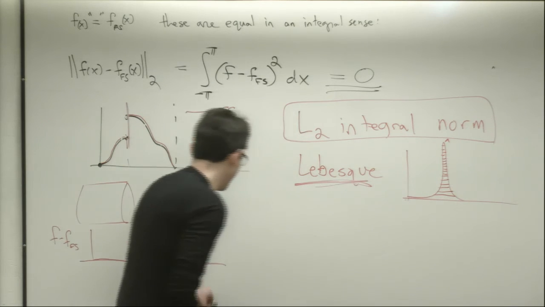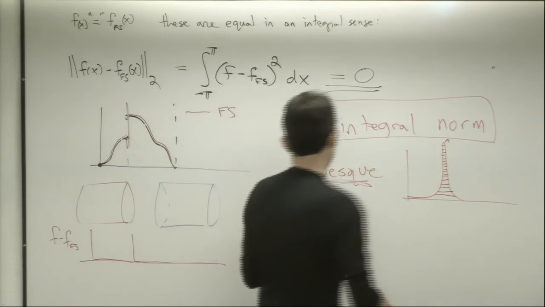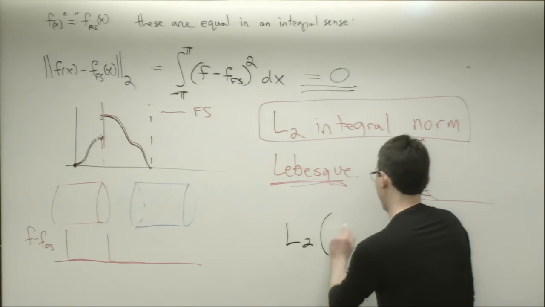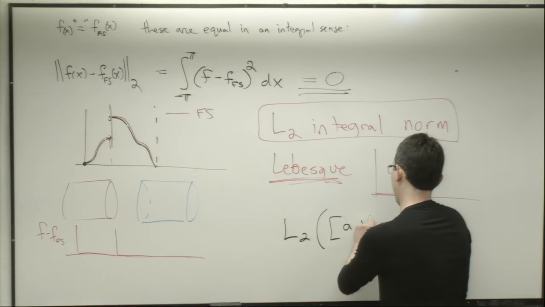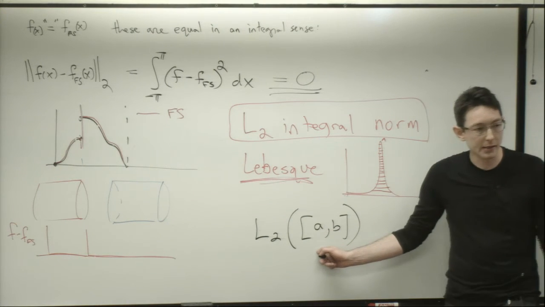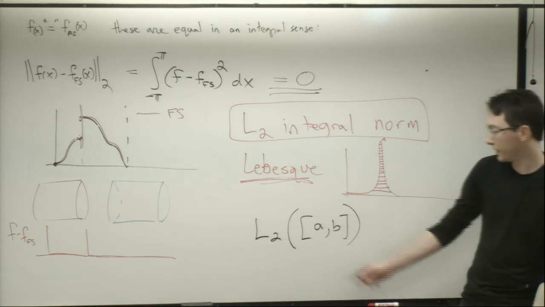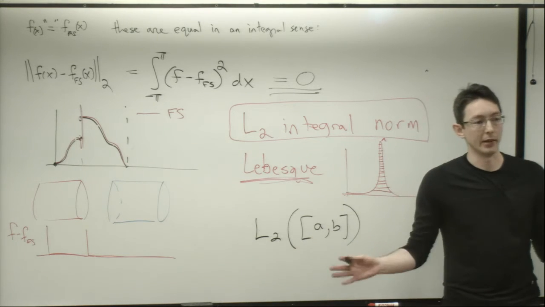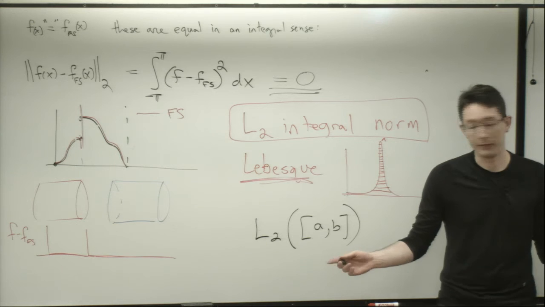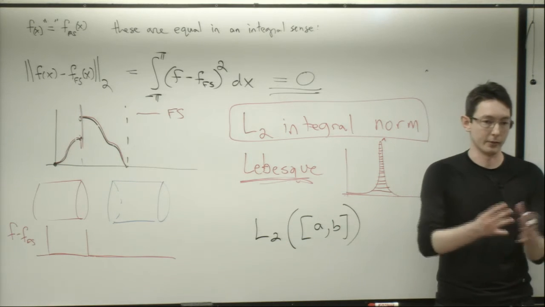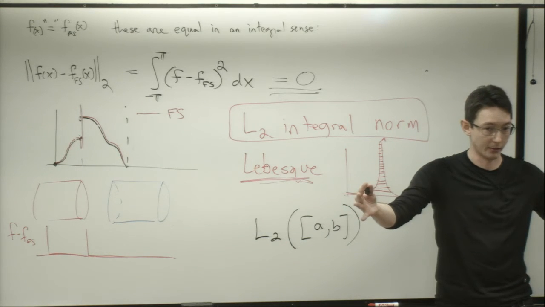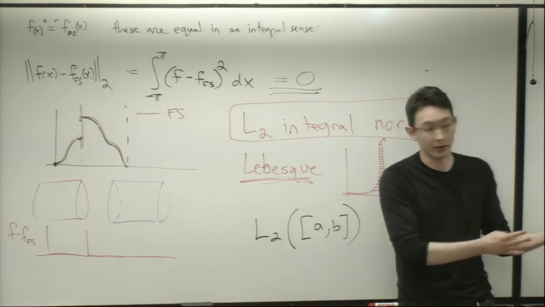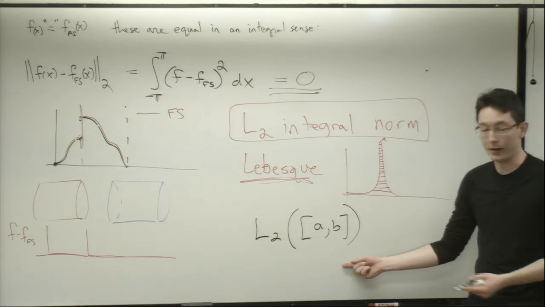Just one last thing before we get into a much more concrete example again. So L2 of a comma b, this is a notation that we introduced. This is an entire family of functions. This is a set of functions, right? The real numbers is a set of numbers. The integers is a set of numbers. There's infinitely many of them. This is a set of functions.